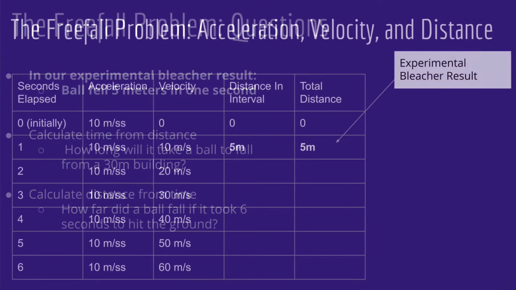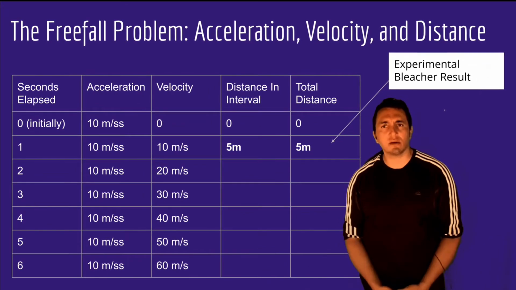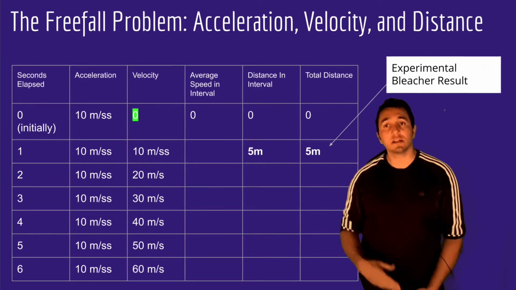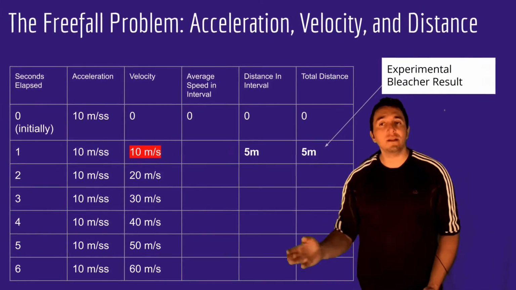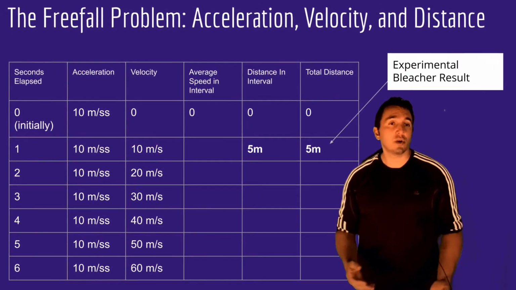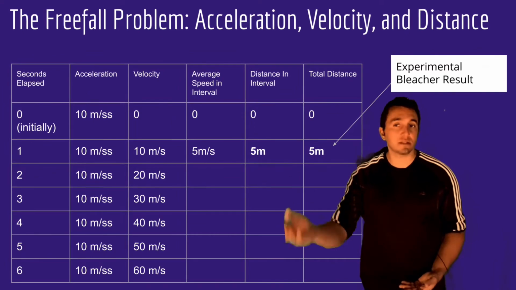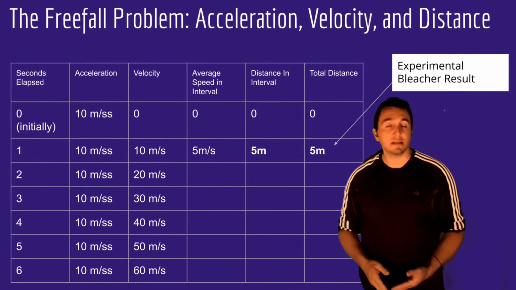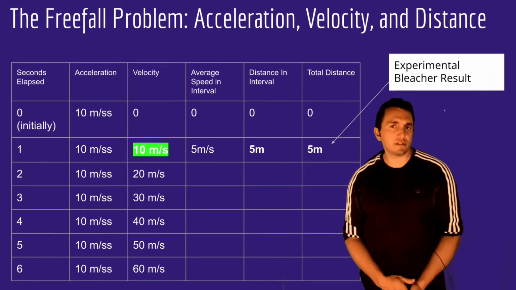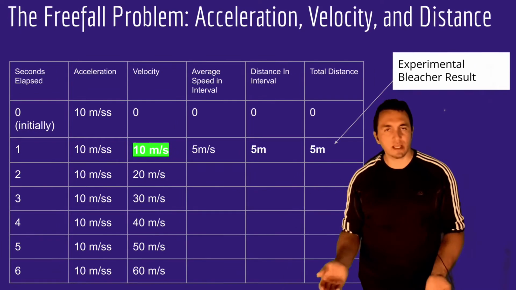But to answer that question, we're just going to look at our table and we're going to say, okay, well, initially the ball is moving 0 meters per second. After 1 second, it's moving 10 meters per second. So the average speed that the ball falls during the first second of free fall is 5 meters per second.